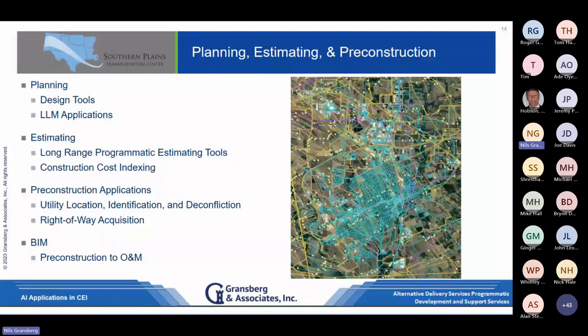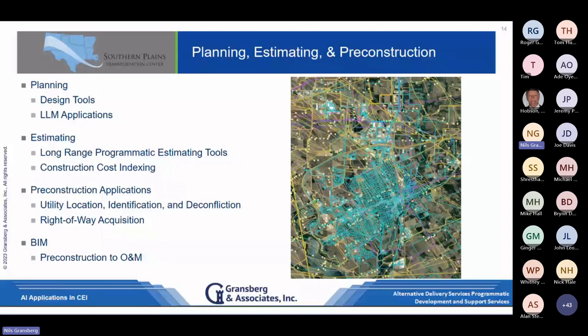You look at planning. There's design tools and different LLM applications. For estimating, we'll talk about some long range programmatic estimating tools. Show you some examples of that. Same thing with cost indexing, construction cost indexing, which is, if anybody's been awake in the last couple of years, with costs, it's been a really wild ride, right? Mr. Toad's wild ride of sorts. So being able to quickly generate accurate, or as accurate as you can get, cost indexes is really useful.